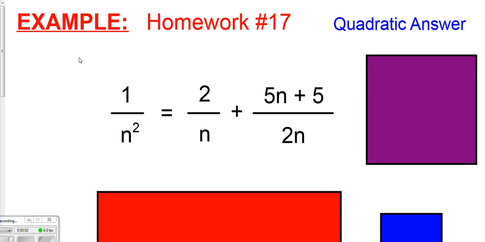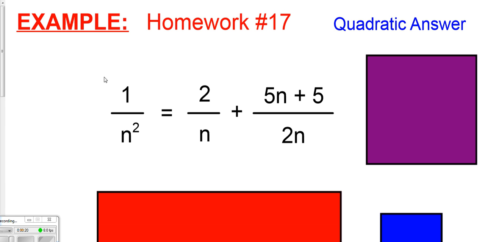All right, we're still looking at rational equations. So again, an equation looks like this. It's got the ratios. That's what makes it rational. Today we're going to look at an example from your homework, number 17. In the end, you will get a quadratic answer. We're going to look at what that means and how to deal with it.